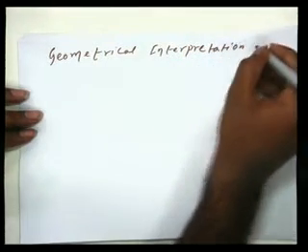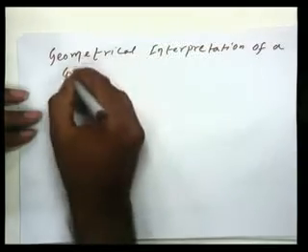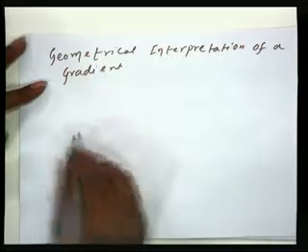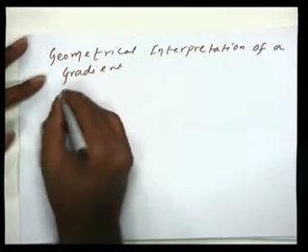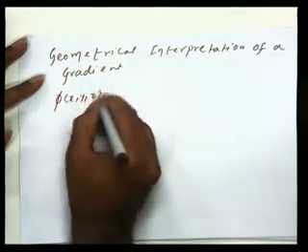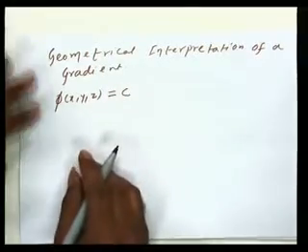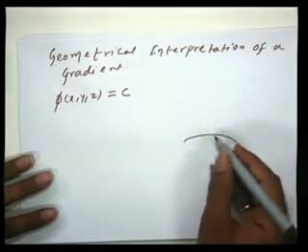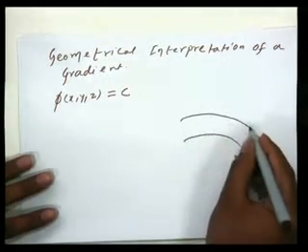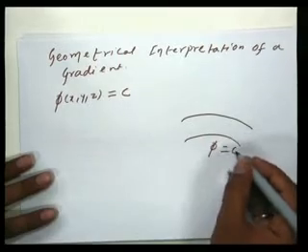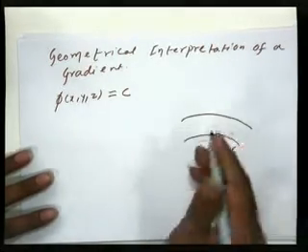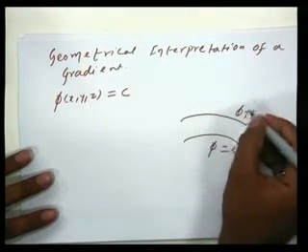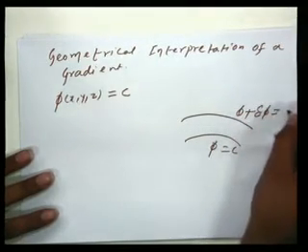Geometrical interpretation of a gradient. Let us understand that any surface phi, represented by the equation f(x, y, z) equals some constant c, and we are drawing this curve, phi equal to c. If there is an increment, this will be represented by phi plus delta phi, which is equal to c dash again.